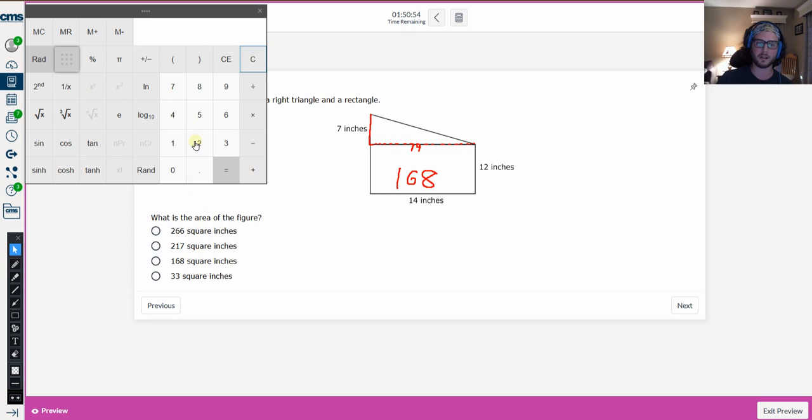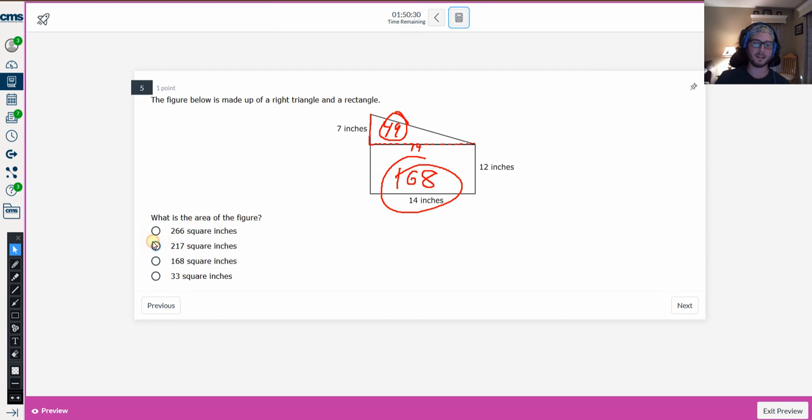And the triangle has a base of 14 and a height of 7. It is a triangle, so we need to remember to divide by 2. And we get 49 as the area for the triangle. From here, all we have to do is add them together, 49 plus 168. So the answer to this problem was 217 for question number 5.